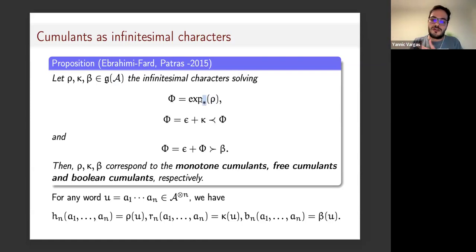This is the dual of the delta that I defined before, and those are the duals of every splitting of the deltas. For example, if the solution rho of this equation is the exponential evaluated on a word of letters in A, it will be exactly the monotone cumulant evaluated on this word. Same for kappa and same for beta.